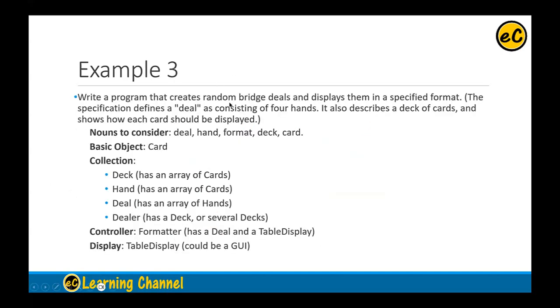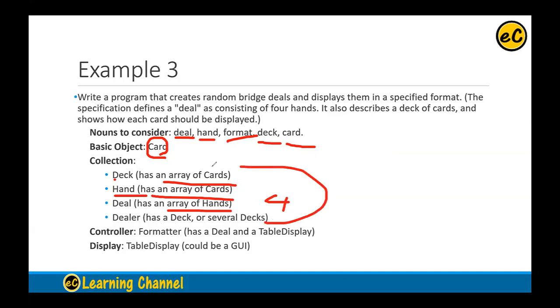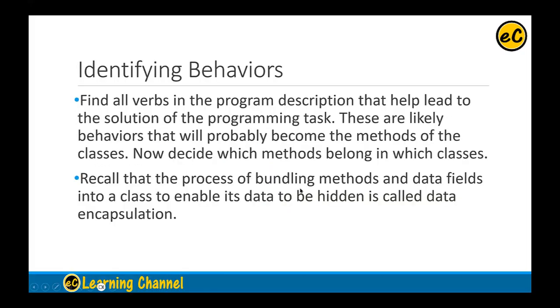Right here, the third one is a poker game. So you have the deal, hand, dealer, deck, and card. A basic object class, and deck has an array of cards. Hand has an array of cards. Deal has an array of hands, maybe 4 hands. Dealer has a deck, or several decks of cards. So this is the analysis of the classes needed.